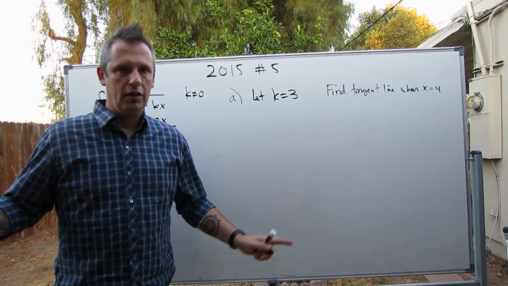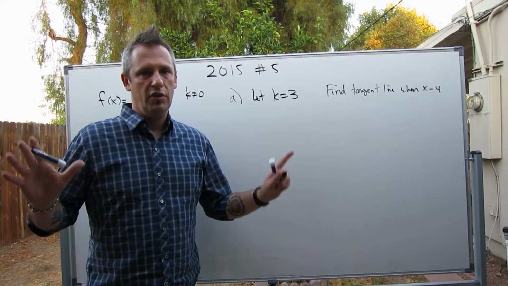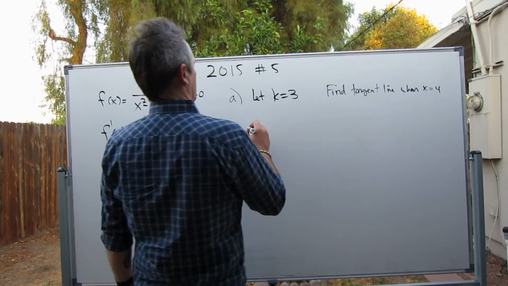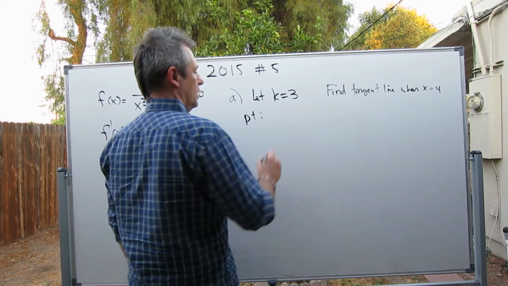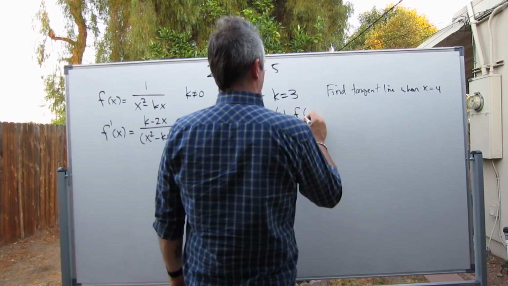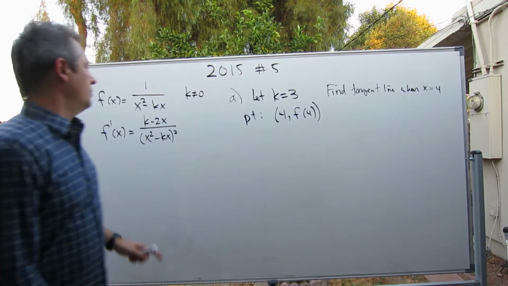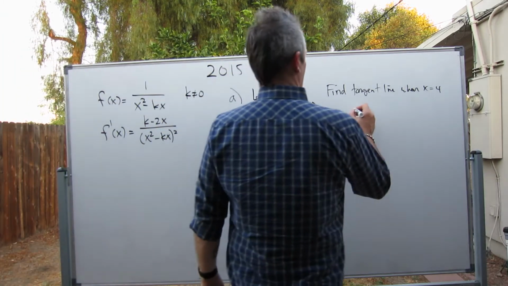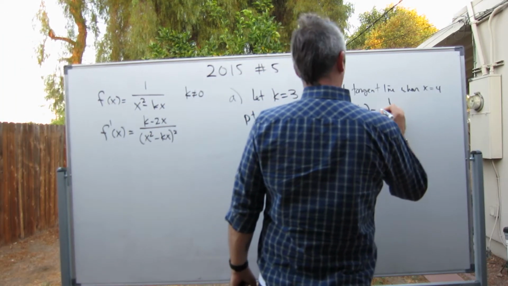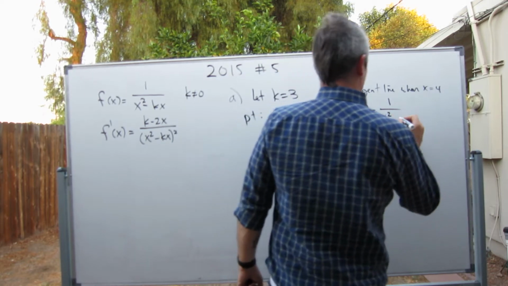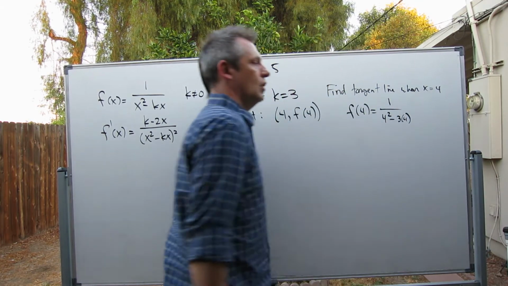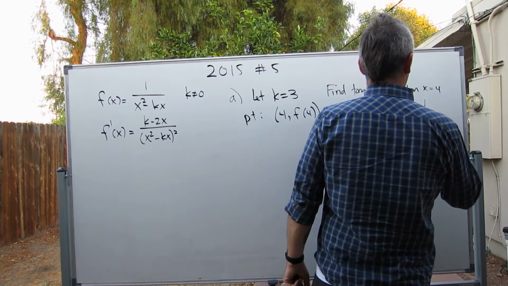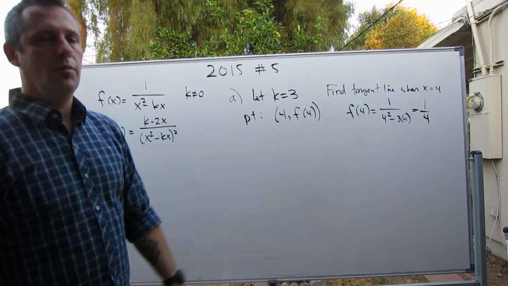If you've made it this far in calculus and you're not able to find the equation of a tangent line, we've got bigger problems. To find the equation of a line, we need two things. We need the point on the line. So let's start with the point. That's the easy part. That's going to be 4 comma f of 4. We simply need to plug into the function, remembering that k equals 3. So f of 4 is going to be 1 over 4 squared minus 3 times 4. That's 16 minus 12, which I believe is 1/4. So it is 4 comma 1/4.